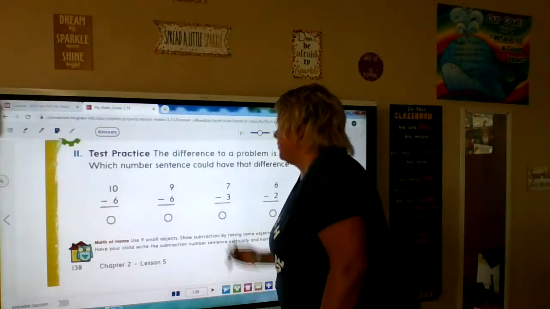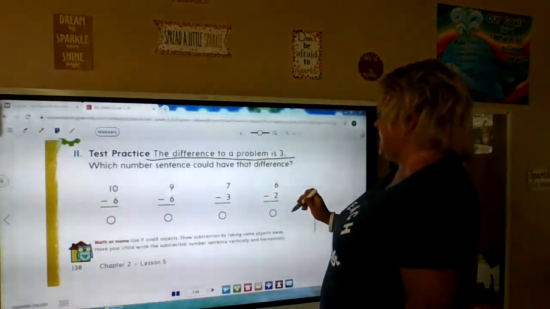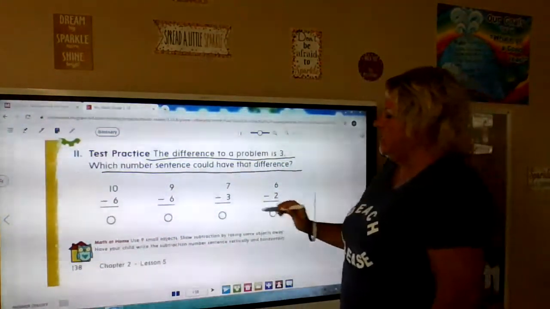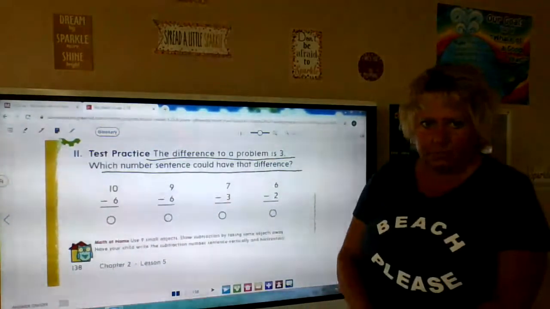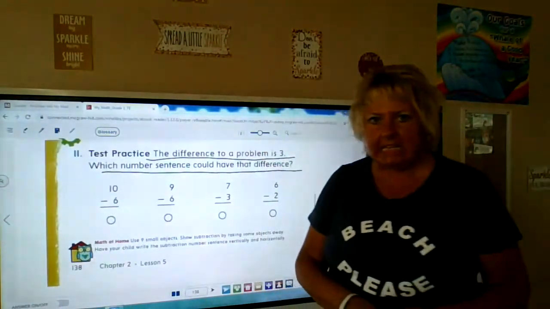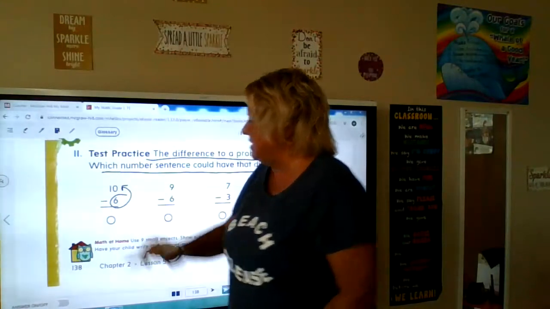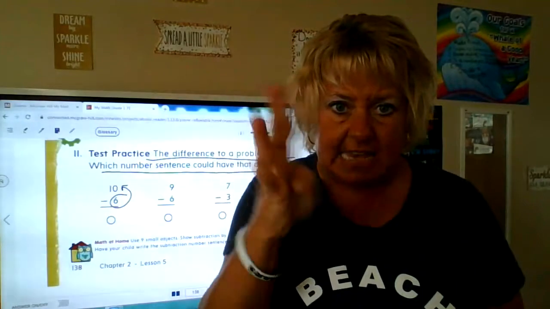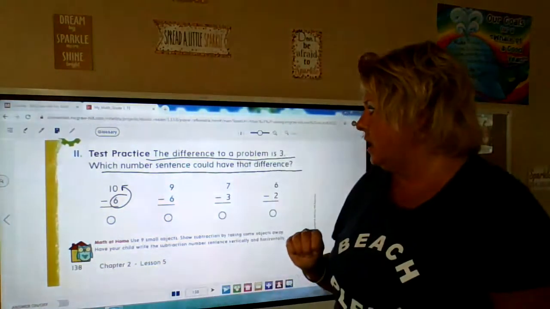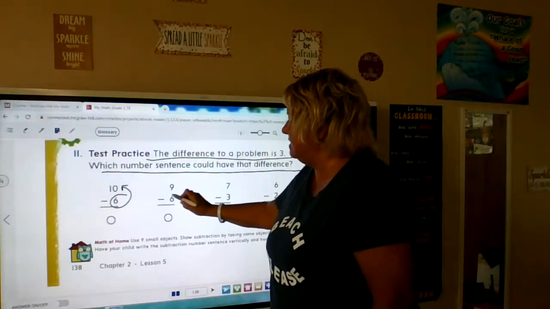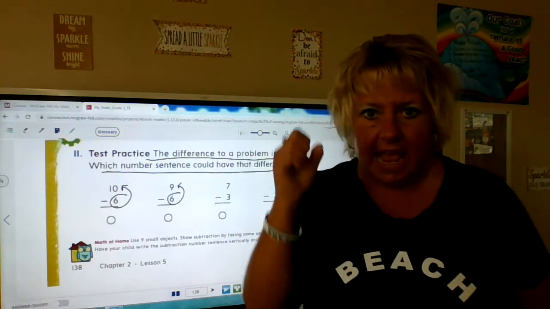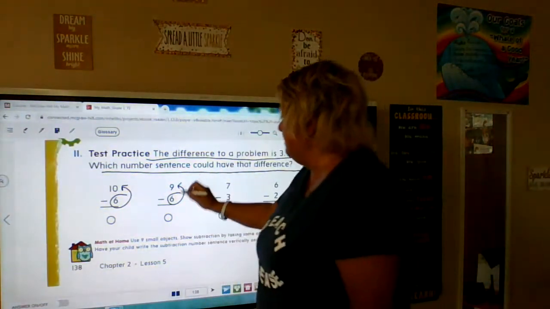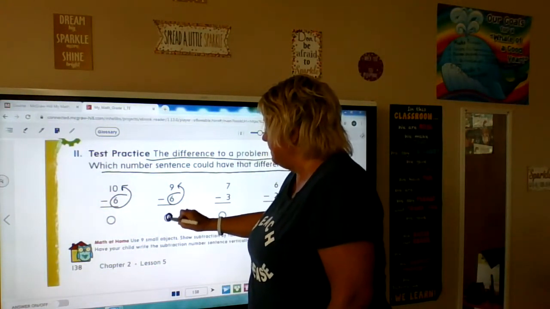Okay, the difference to a problem is 3. Which number sentence could have that difference? So which one of these equals 3? 10 minus 6? Start with 6, count till you get to 10 and see if the answer is 3. 6, 7, 8, 9, 10. Nope, that answer is 4. 9 take away 6. Start with 6, count till you get to 9. 6, 7, 8, 9. 3! 9 minus 6 is 3, so I'm going to mark that.